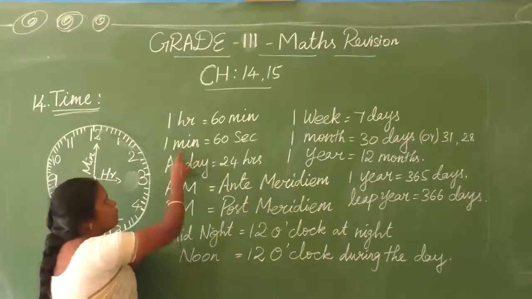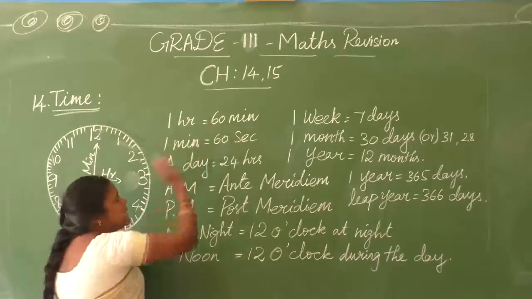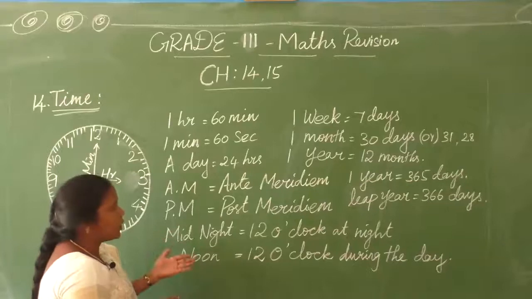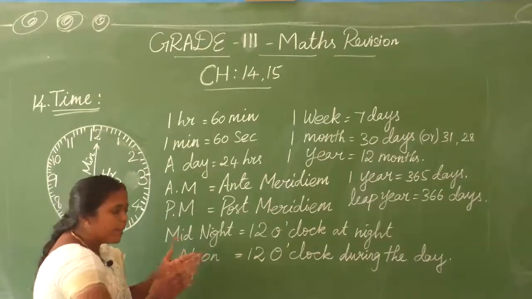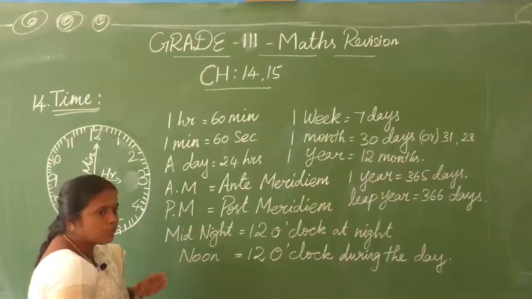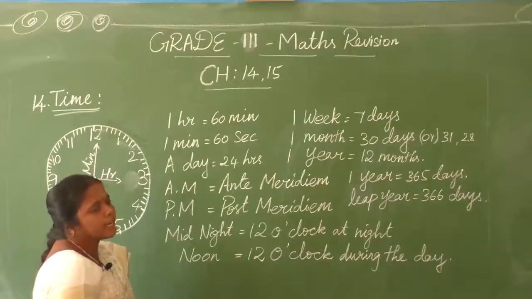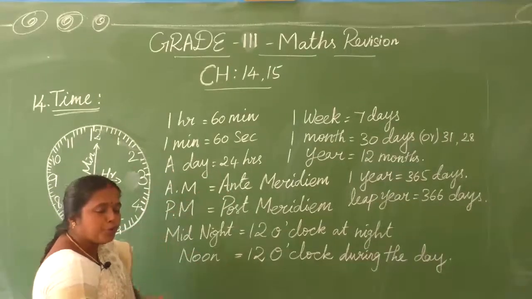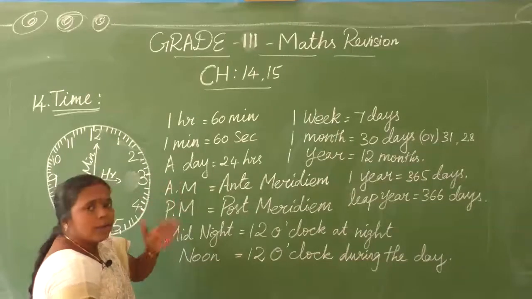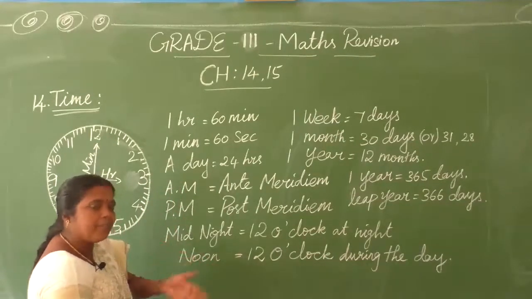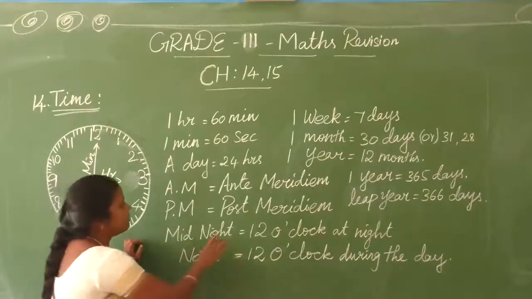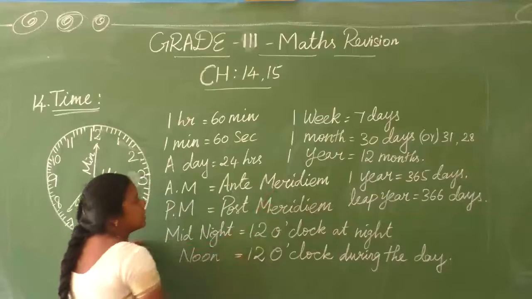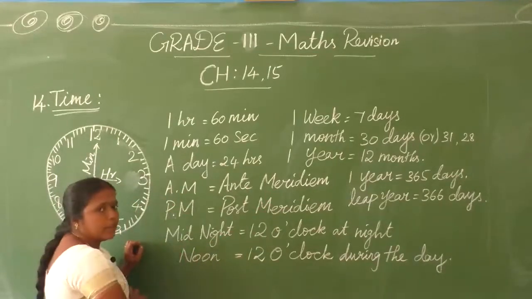Again I am telling you, 1 minute equals 60 seconds, 1 hour equals 60 minutes, 1 day equals 24 hours. A day is divided into four categories: morning, noon, afternoon, that means evening time, then night. The morning session, after midnight to before noon, is called morning time. That we usually call anti-meridian, simply AM.